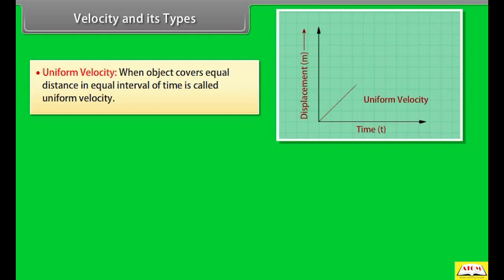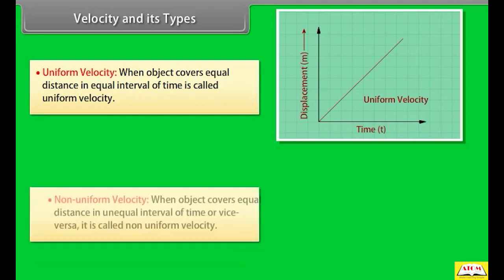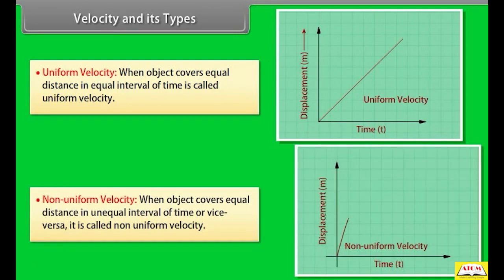Uniform velocity. When the object covers equal distance in equal intervals of time, it is called uniform velocity. Non-uniform velocity. When the object covers equal distance in unequal intervals of time or vice versa, it is called non-uniform velocity.